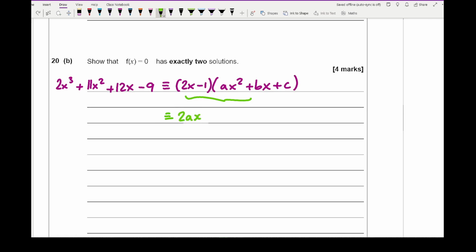2ax cubed, plus 2bx squared, minus ax squared, plus 2cx minus bx minus c. And that equals 2x cubed plus 11x squared plus 12x minus 9. Now from this, what we need to do is compare the coefficients.